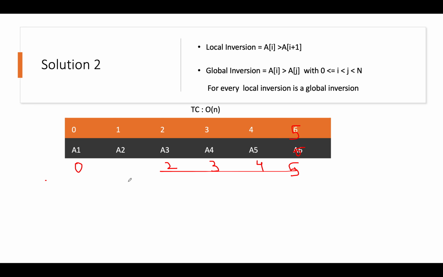And for index 1, what comparisons are we interested in? We are interested in 3, 4, 5. For index 2, we are interested in comparison with indexes 4 and 5. For index 3, we are interested in comparison with the fifth index. So can we do some optimization here? Yes. Let me tell you how.